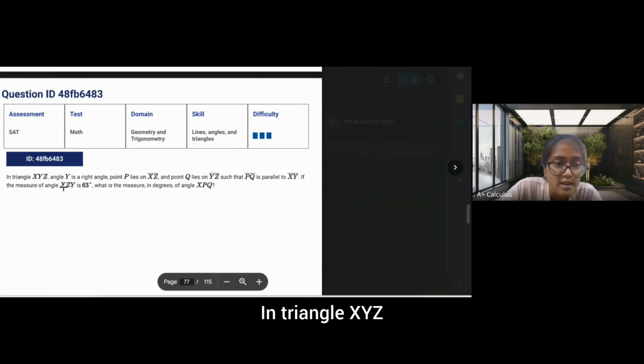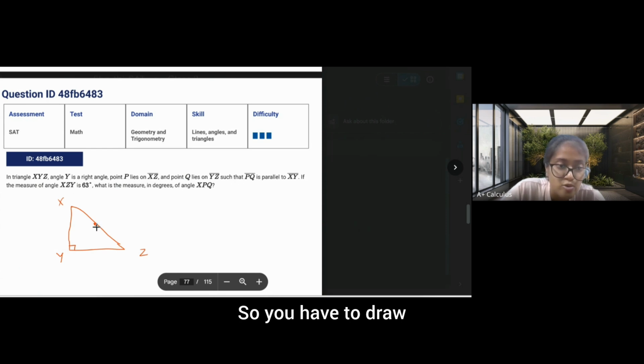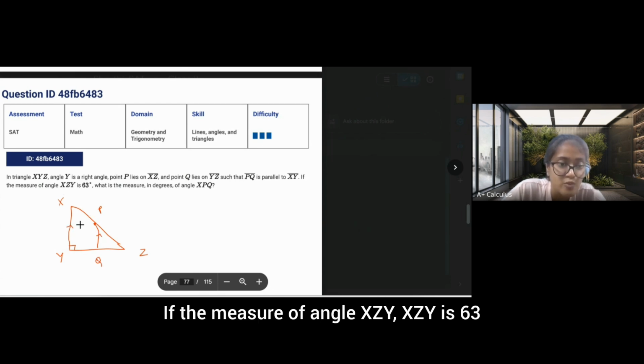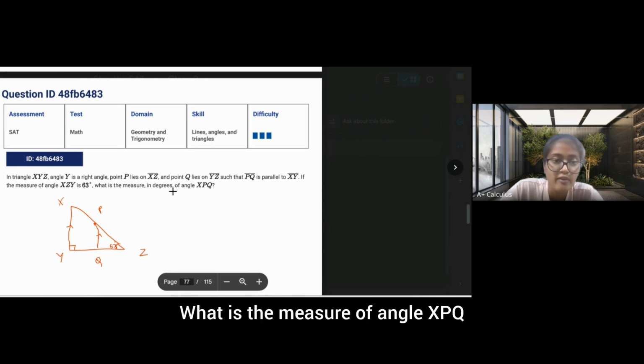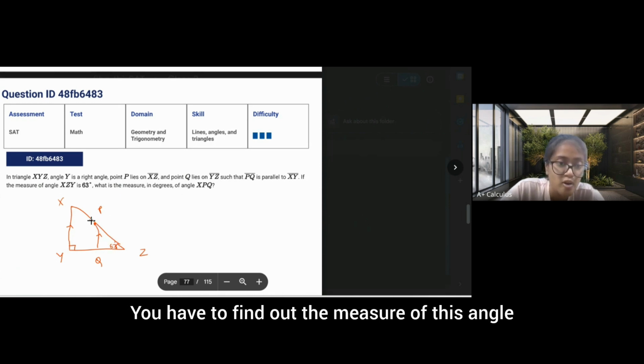In triangle XYZ, angle Y is a right angle. So this is angle Y, X and Z. Point P lies on XZ and Q lies on YZ such that PQ is parallel to XY. So you have to draw this line; PQ is parallel to XY. If the measure of angle XZY is 63, what is the measure of angle XPQ? You have to find the measure of this angle.